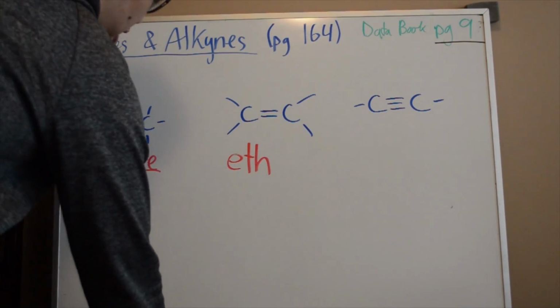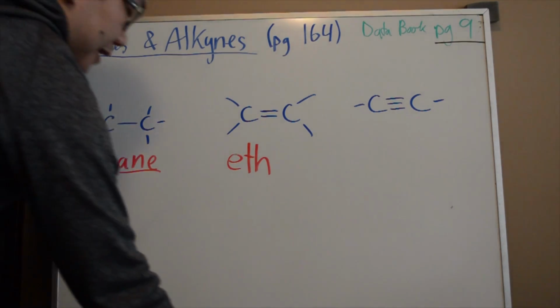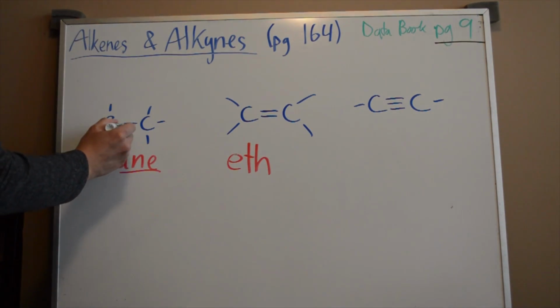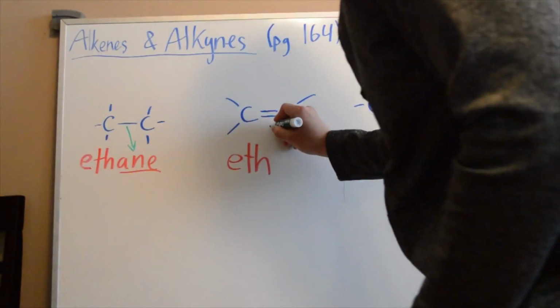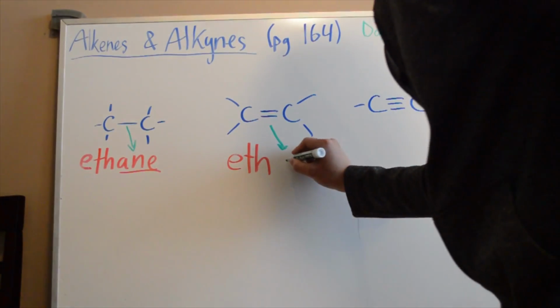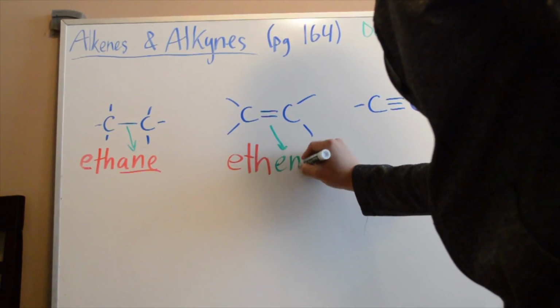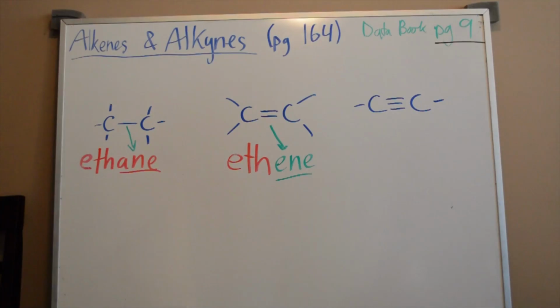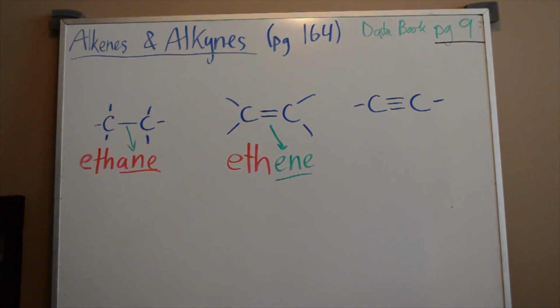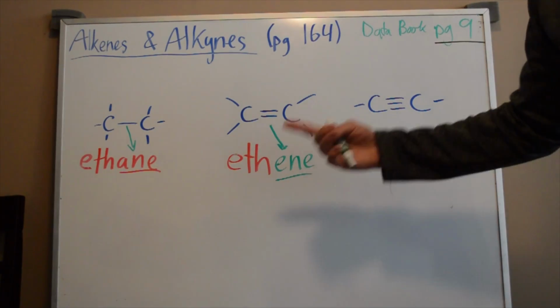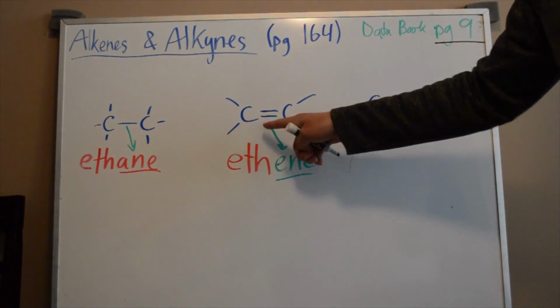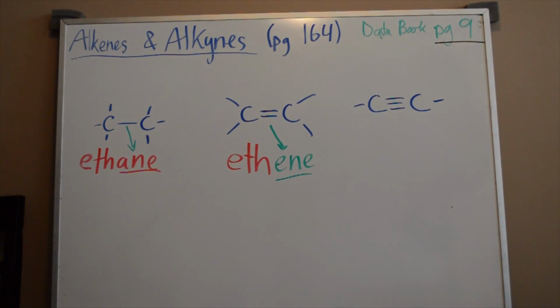Well, it would no longer be called ethane because the single bond would tell us that we need an ANE ending. If we have a double bond though, that would actually mean we have an ENE ending. So this would be called ethene. Again, the eth prefix for the 2 carbons and the ene suffix or the ending for the fact that we have a double bond in between the carbons.